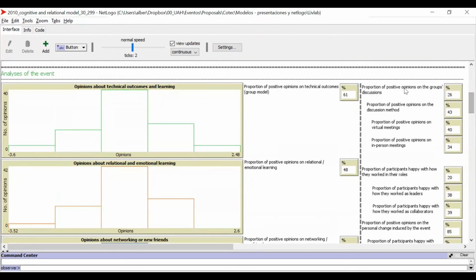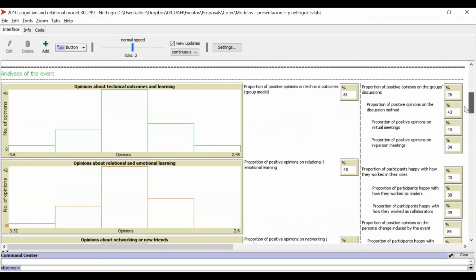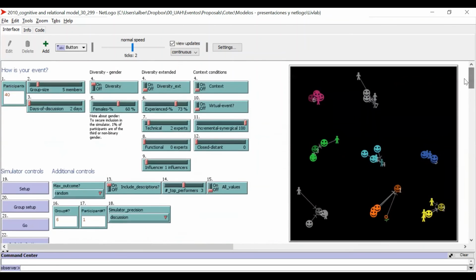Other information that we can get is, for example, the positive opinions on the discussion method, the discussions that they had, and we can even have the percentage of positive opinions on the mind changes that this event produced in the participants. This is one way of looking at the information provided by the simulator, and probably the greatest strength of the simulator is that we can replicate this with the same set of features.